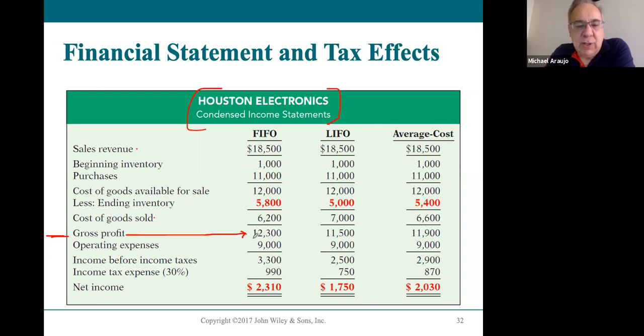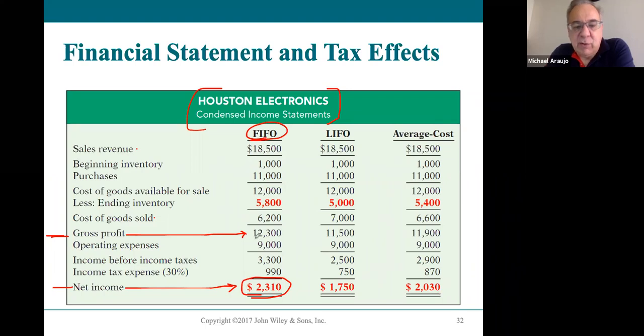I would use the method that gives me the largest gross profit. So if I used FIFO, 12,300 is the largest gross profit. LIFO, it's 11.5 and 11.9 for average cost. So I would, if I was Houston Electronics, off the bat, I would use FIFO. Better still, the company looks more profitable as well on the net income level, as it provides you with the highest amount of net income.